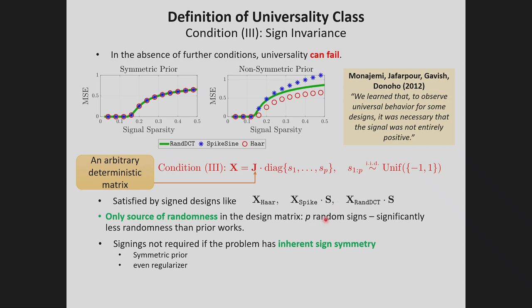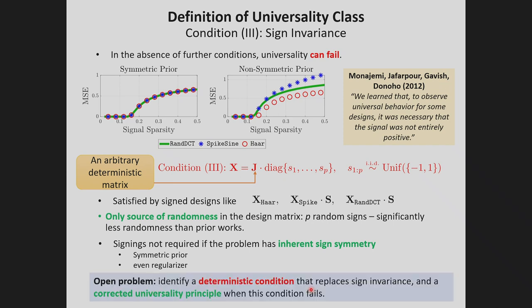In some situations, you can get rid of the signing assumption if there's some sign symmetry in the problem. And I think a nice problem here is to identify a deterministic condition that replaces the sign invariance condition. We think of it as a placeholder for a condition that we are not able to get at right now.